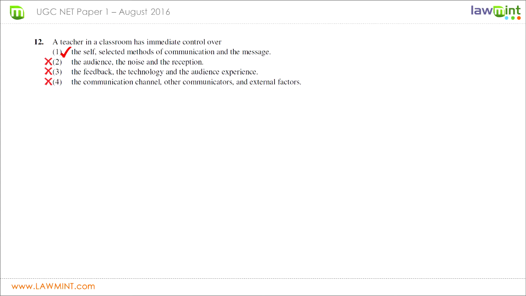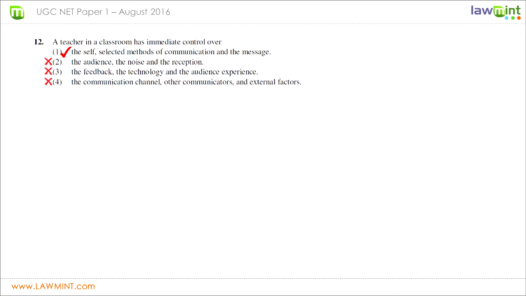Similarly, statement 3 says the feedback, the technology and the audience experience. While the teacher may have some control over the technology that is being used, the teacher does not have any control over the feedback. The teacher might think the lesson went excellently, whereas the students might have a different feedback that the teacher could have done a better job. Therefore, feedback is not something that the teacher has control over. So we can eliminate answer choice 3 as well.